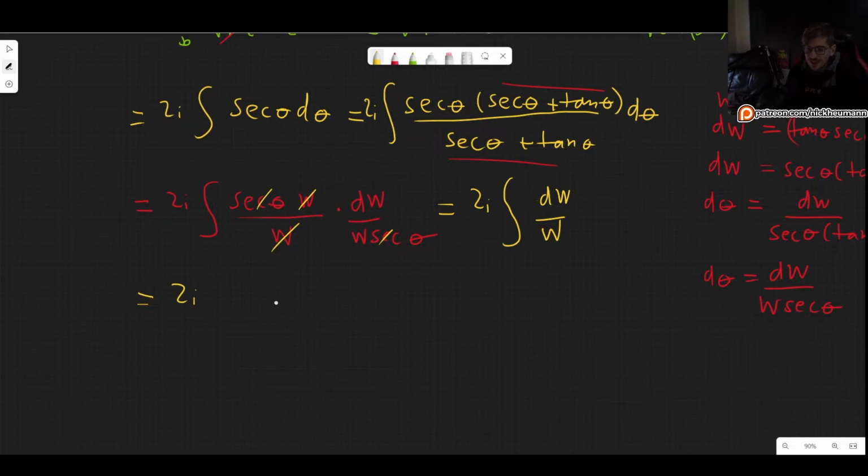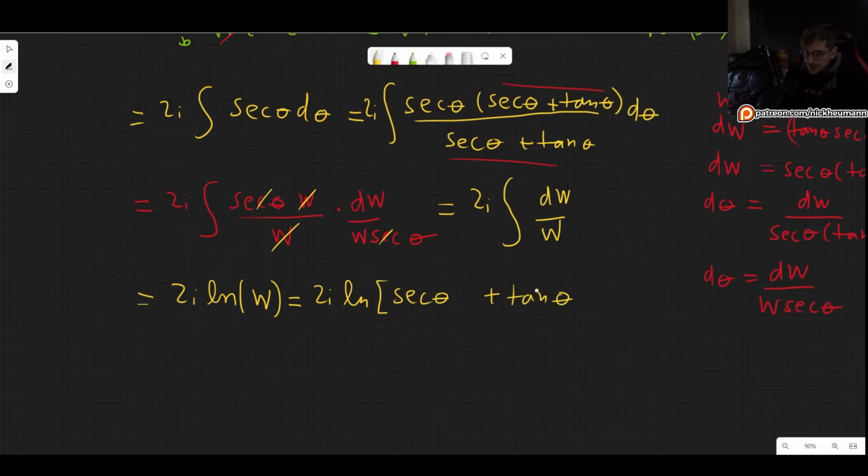So this is simply the natural log, so this is natural log of w. Okay, but we still need to evaluate this, right? We have to evaluate this at our endpoints. So to do that, we now have to begin basically plugging everything back in here. So what was w? Well, w was secant plus tangent. So 2i times the secant of theta plus the tangent of theta.